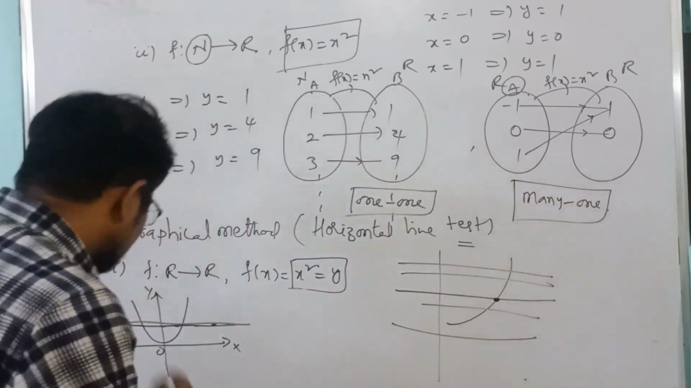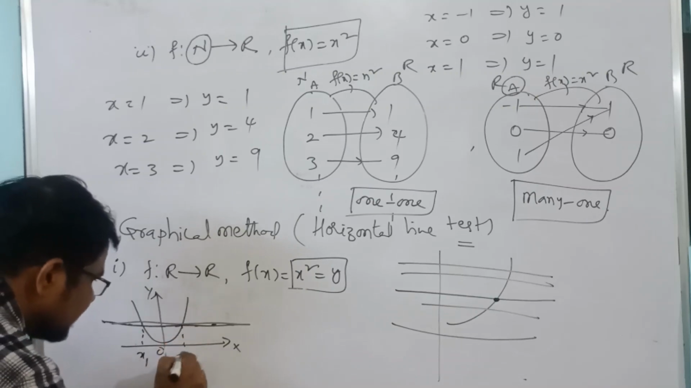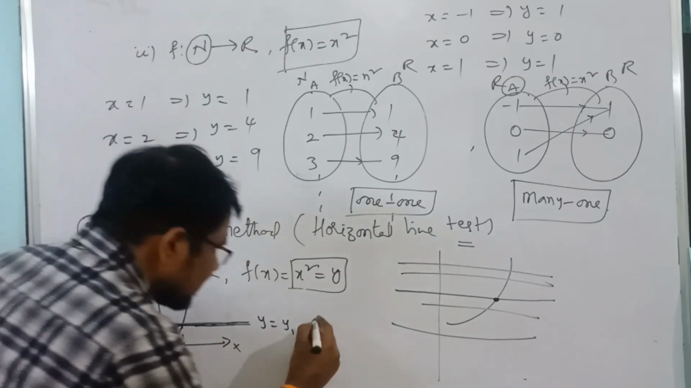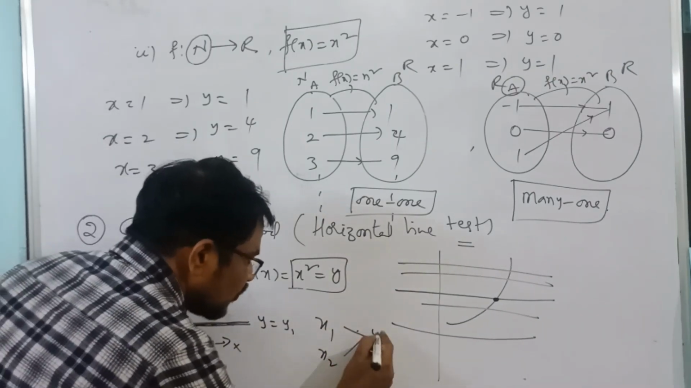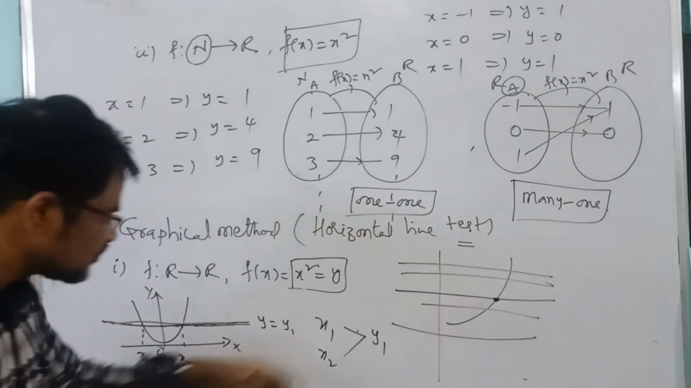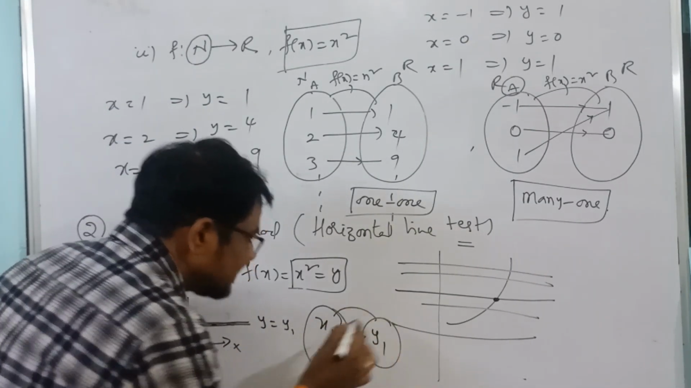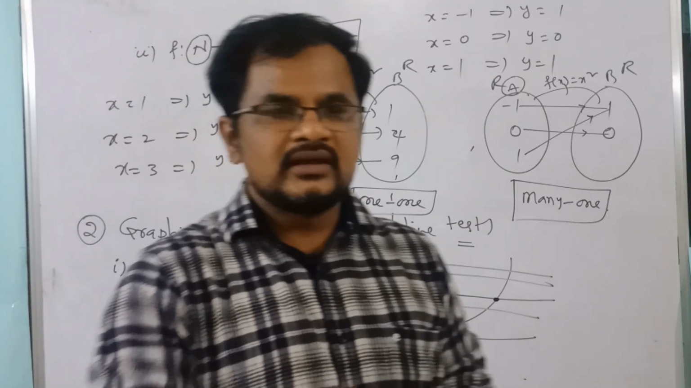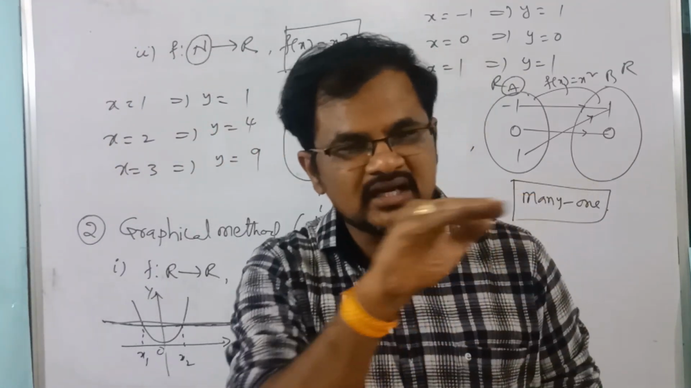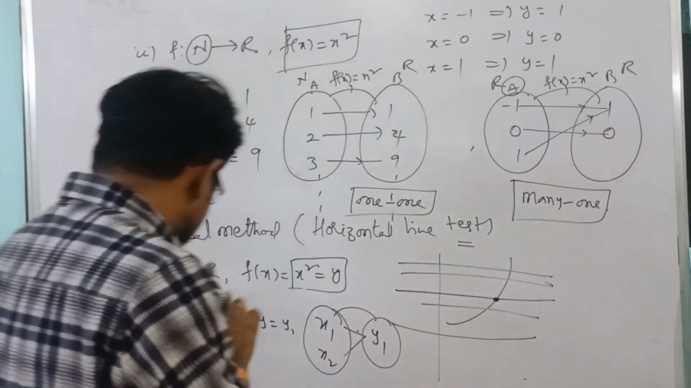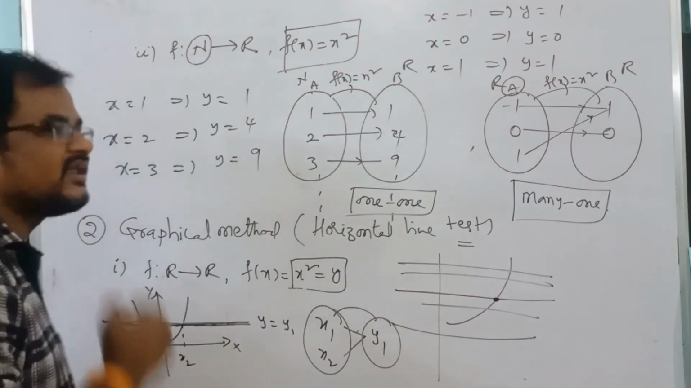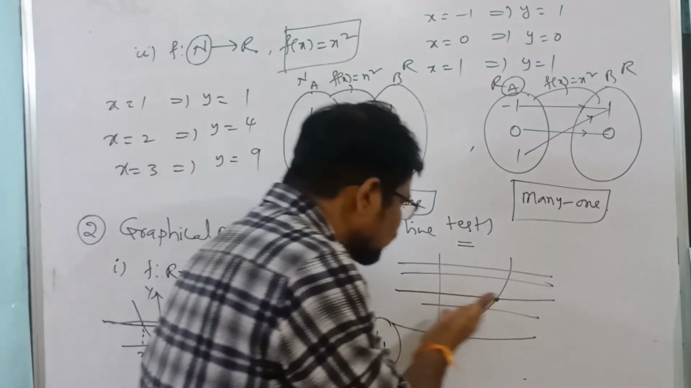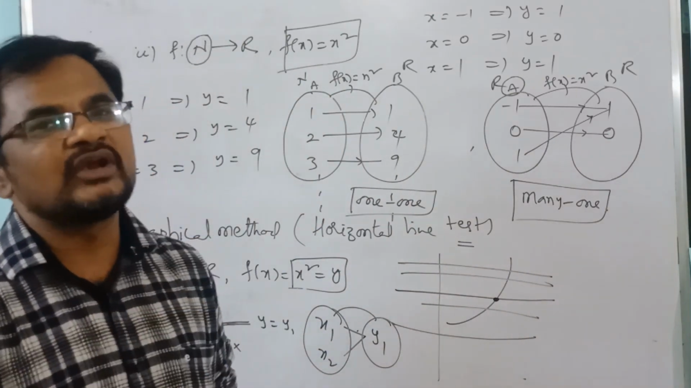But here, if you take this as x1 and this as x2, here it is y equal to y1. Meaning for the two values x1 and x2, only one image is there. So that's why it is a many-to-one function. So that's why it is called what? Horizontal line test. If you draw a line parallel to the x-axis and it intersects the graph at 2 points or more than 1 point, then it is a many-to-one function. But if it intersects at only 1 point, then it is a what? One-one function, right?